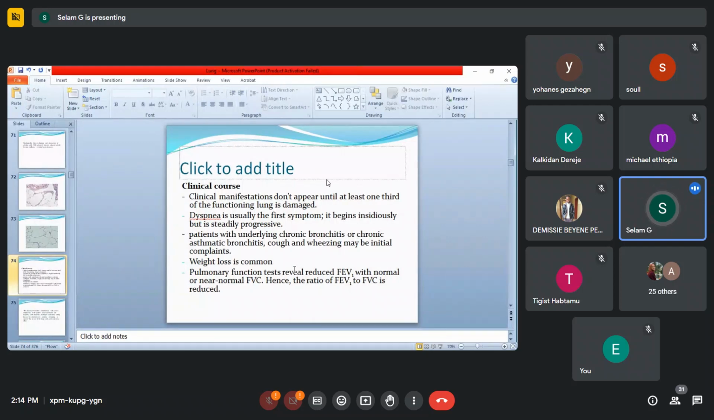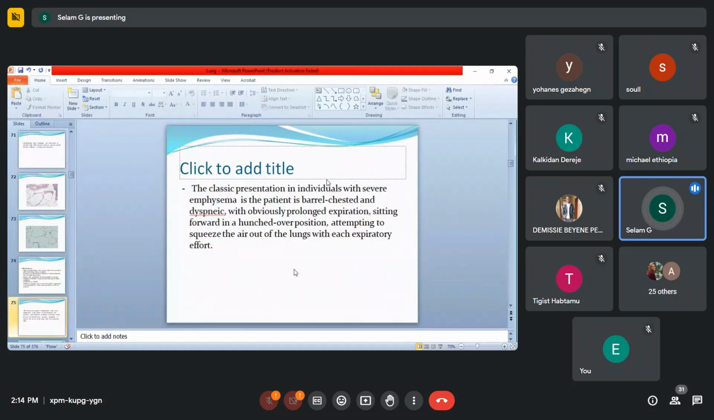Patients with underlying chronic bronchitis or chronic asthmatic bronchitis, cough and wheeze may be initial complaints. Weight loss is common. Pulmonary function tests reveal reduction in the FEV1 with normal or near normal FVC. Hence, the ratio of FEV1, forced expiratory volume in 1 second, to the vital capacity is reduced.